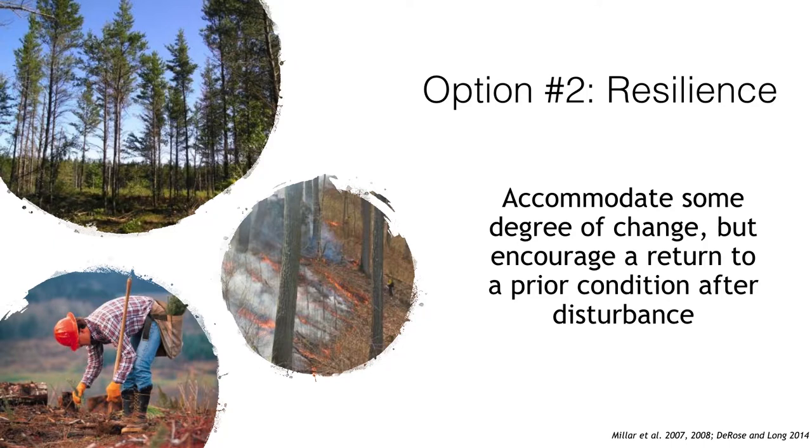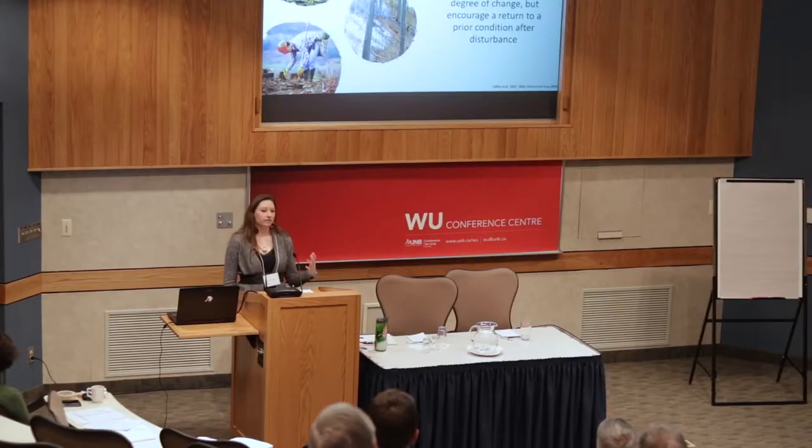The second adaptation option is resilience. Our definition for this project is to accommodate some degree of change, but encourage a return to a prior condition after disturbance. This is what we're calling the rubber band strategy, where we do allow disturbances to come in, but the stand and the ecosystem is able to bounce back to that prior condition and maintain a relatively unchanged composition and structure.